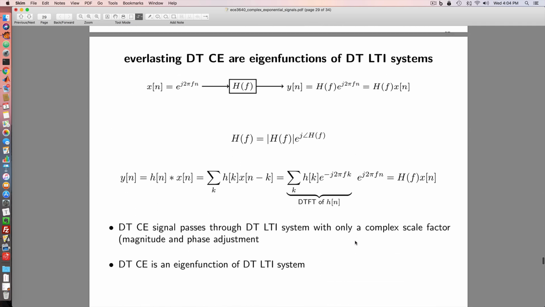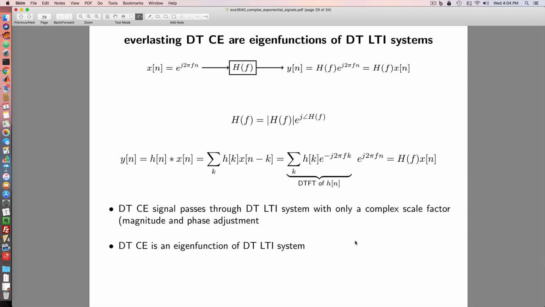It turns out that the same property holds true for the discrete time case. If you put a discrete time complex exponential signal in, whatever its frequency happens to be, there's nothing special about frequency here. It has to be an everlasting complex exponential. If you put that in and do discrete time convolution, we'll talk a lot about discrete time convolution and the discrete time Fourier transform, so don't worry about that right now. You put it in and the same function comes out, only modified by a scale factor, which is a complex number in general. So we call these functions eigenfunctions, or we could call them eigensequences.